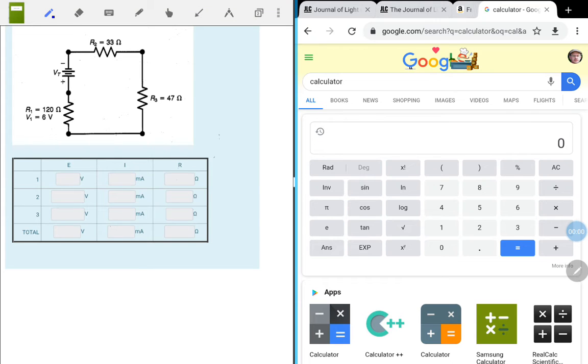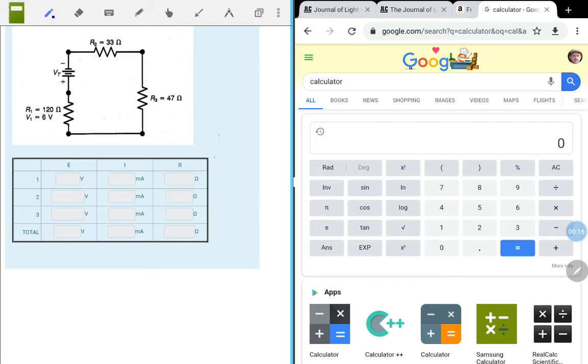I'm going to try recording with my tablet here, and I thought I would just do an example of this problem to see if I could get you started. So here what we're going to do is fill in the information that is given in the problem. That's where you want to start. So we've got our table here. We're going to fill in the information from the problem.